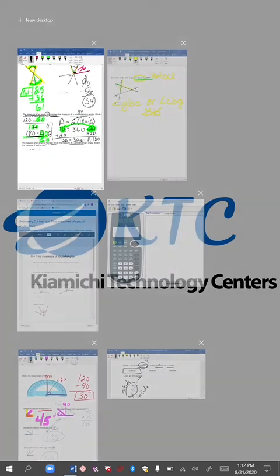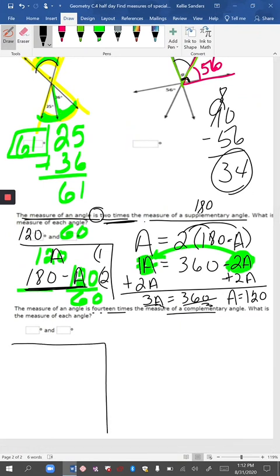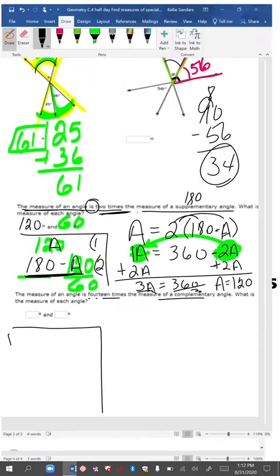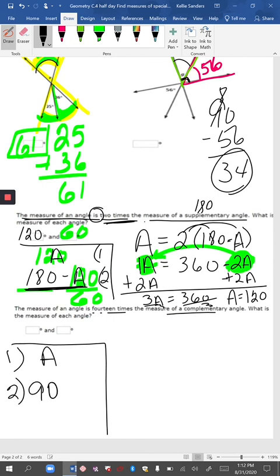Okay. So here's the side note for complementary angles. If your first angle is A, how do we find a complementary angle? We take 90 and then subtract A. So those are the two things I'm going to use to be able to figure out this word problem.